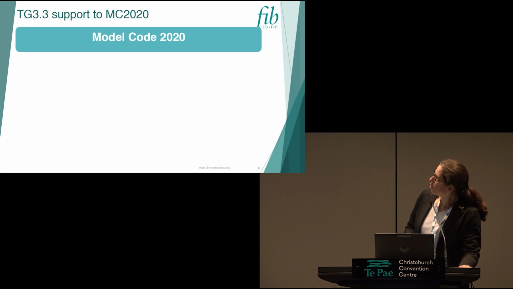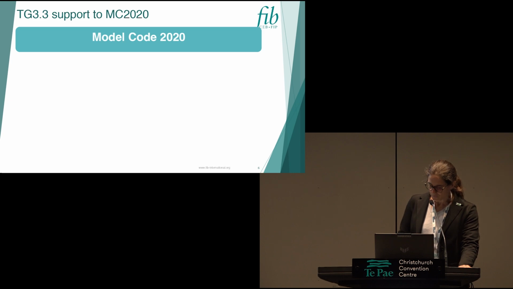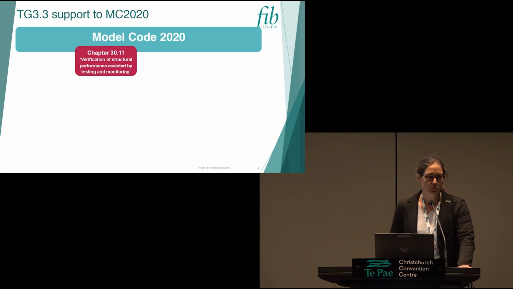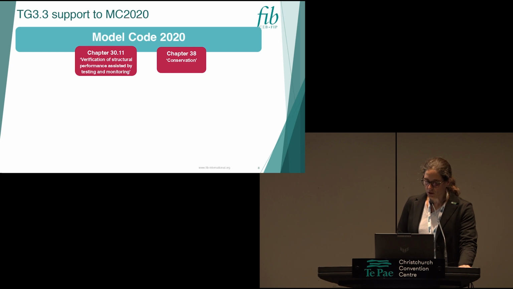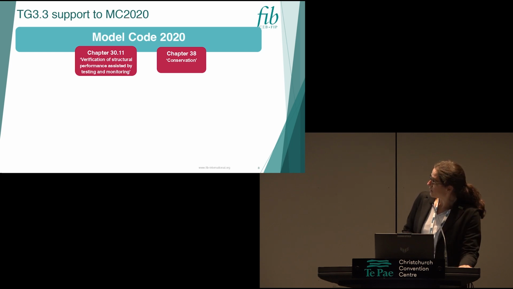And where do we contribute to the Model Code 2020? We have two major chapters where our results went in. The first one is chapter 3011, verification of structural performance assisted by testing and monitoring. You can see that this chapter is very, very long, and I can tell you we really tried to condense what's in it. And we contributed to the chapter on conservation, which is now chapter 38, which is, if I think correctly, the last chapter of the Model Code. It seems to be very, very short, knowing what kind of tasks are behind it, and I hope that this is something we will also evaluate further in the near future.